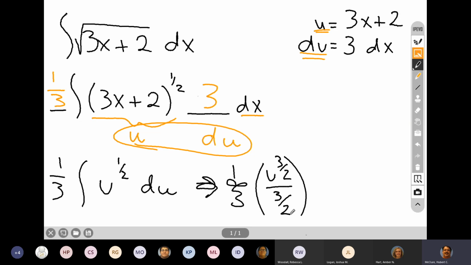Now, I did skip a step there. You've got to do 1/2 plus 2/2 over 1/2 plus 2/2. I skipped that step. And then that's going to give you 2/3, because I'm going to bring that 3/2 up. That's going to be 2/3 times 1/3 times u to the 3/2.